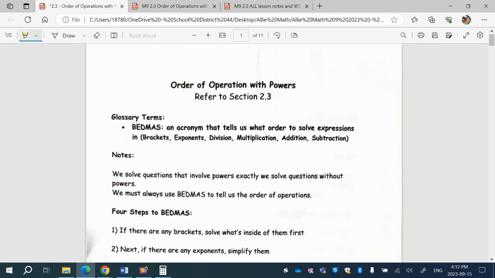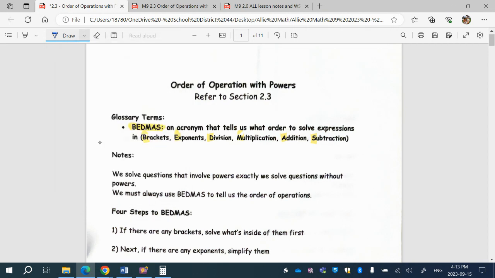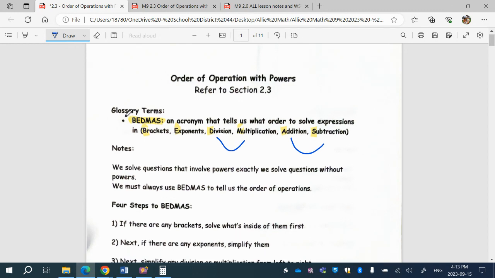So first, let's look at our glossary terms. BEDMAS, highlight that. BEDMAS is an acronym that tells us what order to solve expressions in. So brackets, that's the B, then exponents, then division, then multiplication, then addition and subtraction. The division and multiplication kind of happen at the same time, as does addition and subtraction, but we'll get to that in a bit.